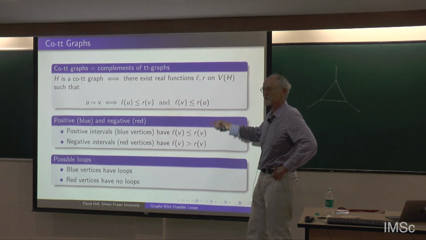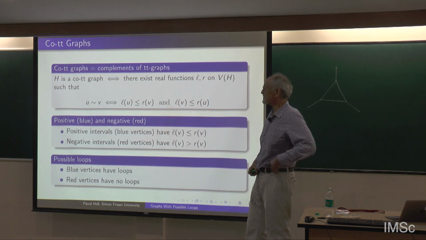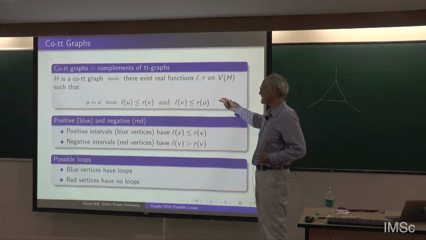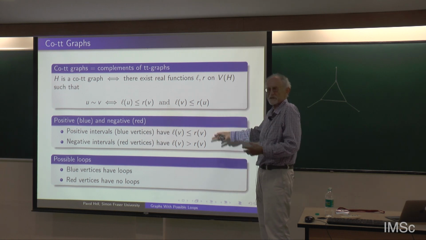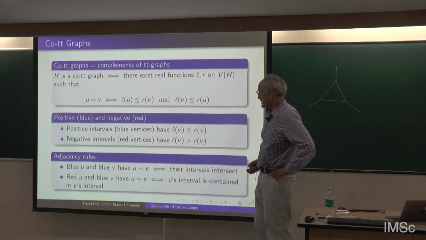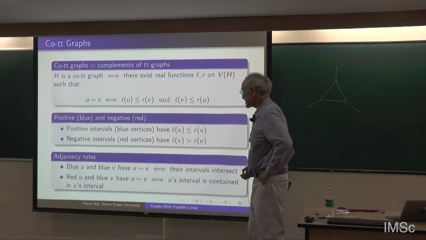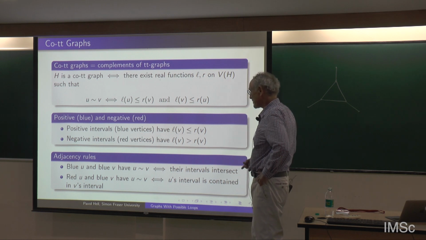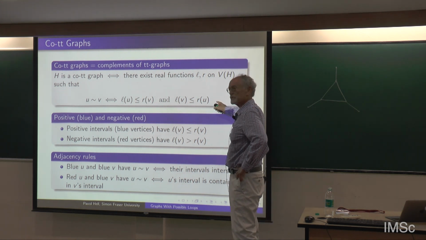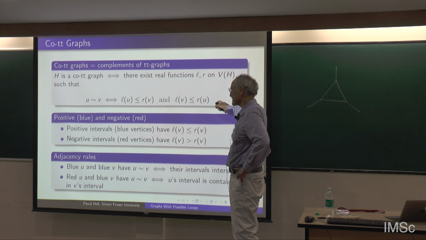So here is an example of graphs with possible loops naturally arising. People who have studied these QTT graphs did not worry about loops. They didn't see this connection. And it's also useful for my example. I'll show you an example to translate these conditions into more readily understandable adjacencies.